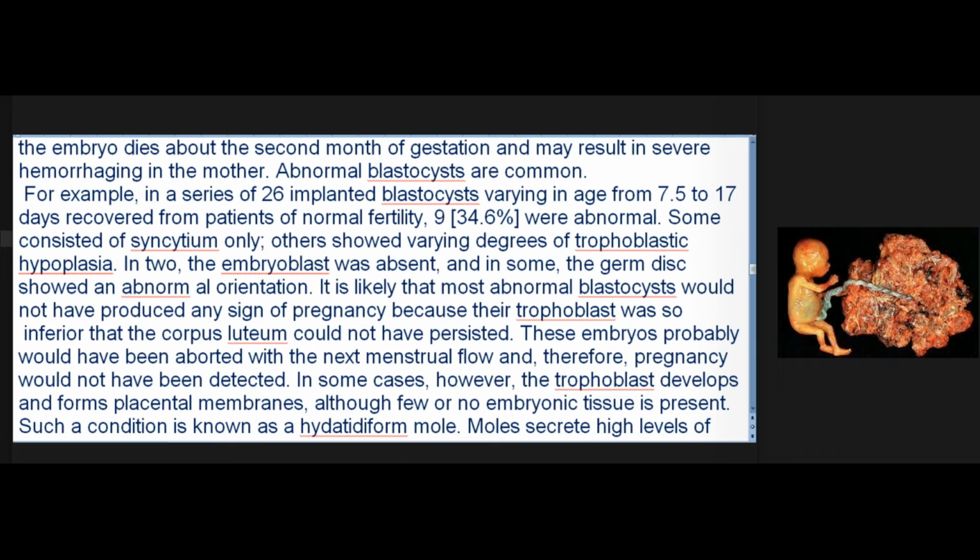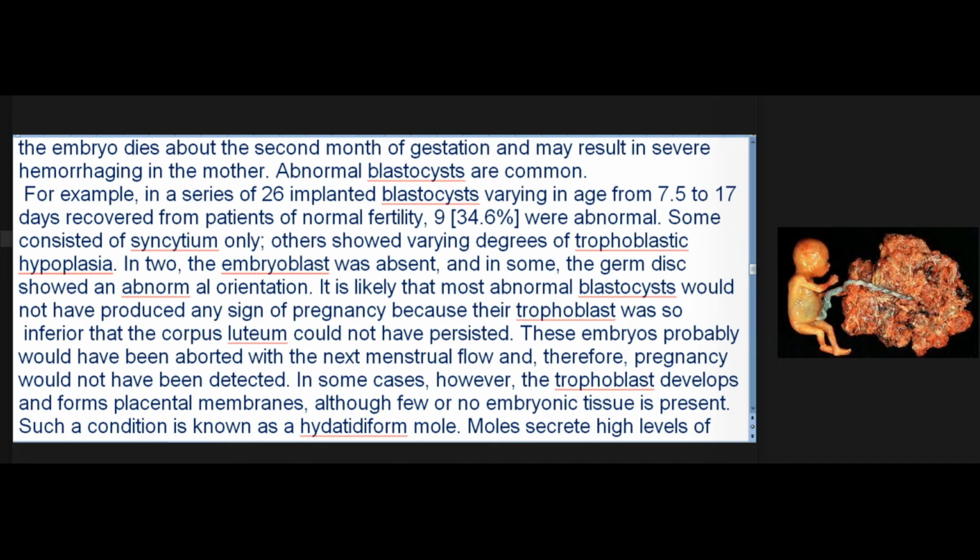It is likely that most abnormal blastocysts would not have produced any sign of pregnancy because their trophoblast was so inferior that the corpus luteum could not have persisted. These embryos probably would have been aborted with the next menstrual flow and, therefore, pregnancy would not have been detected.